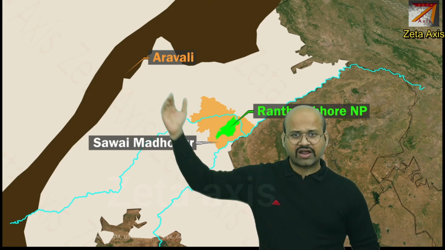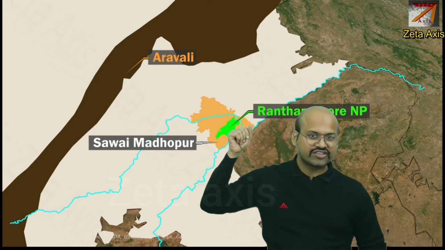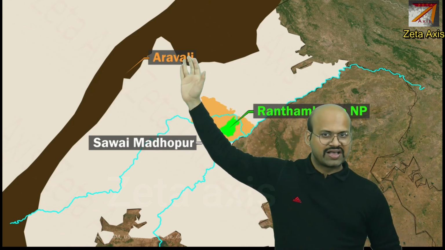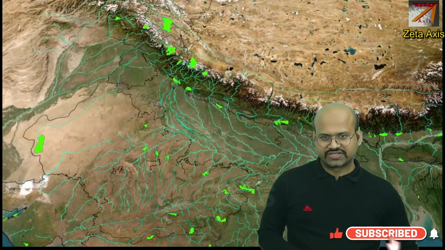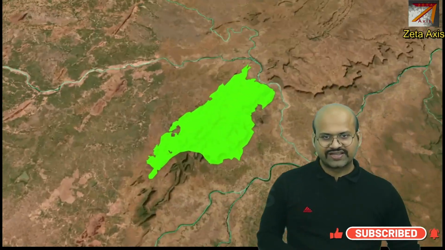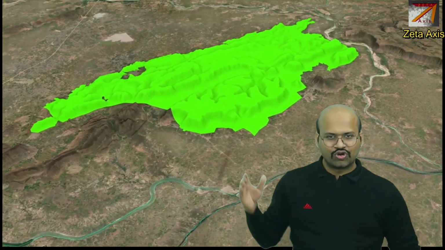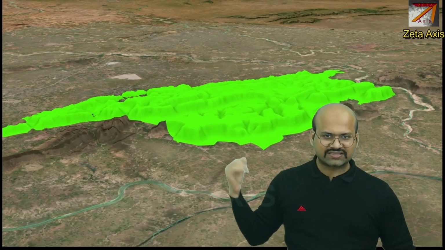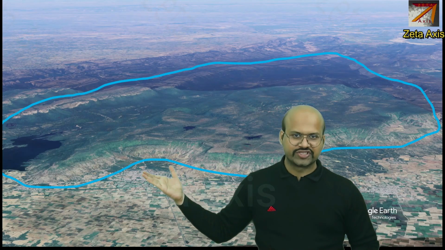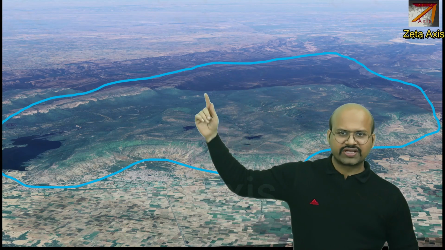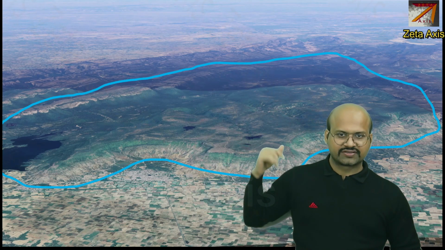So here we can see the Aravalli mountain ranges. We can see that Ranthambore National Park is not located on the Aravalli mountain ranges. If we look at the topography of this region, then we can clearly see that it consists of both low hills as well as grasslands. This is the satellite view of this region. We can see that there are some mountains and the rest are grasslands.